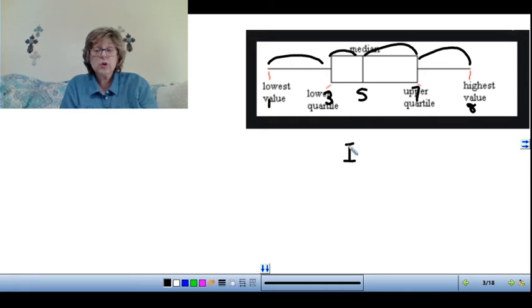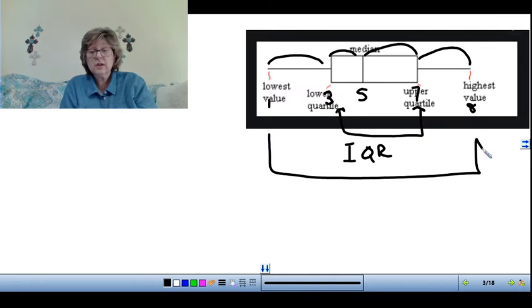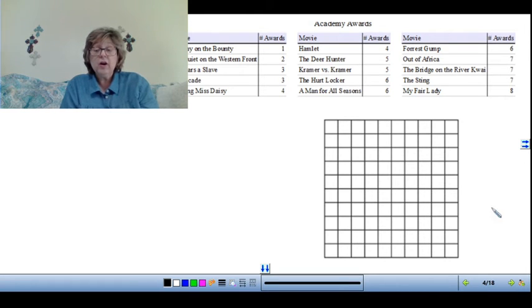The interquartile range is going to be from 3 to 7. That's from this value to this value. And then my range goes from the minimum to the max. Okay? Now, we can also do what's called a histogram.